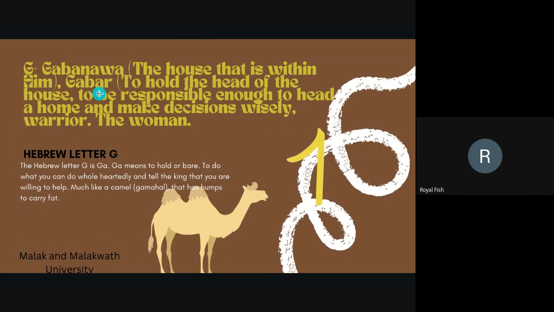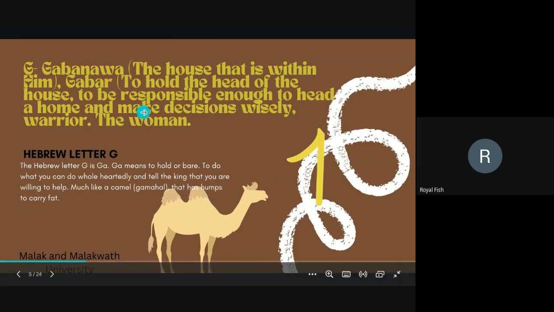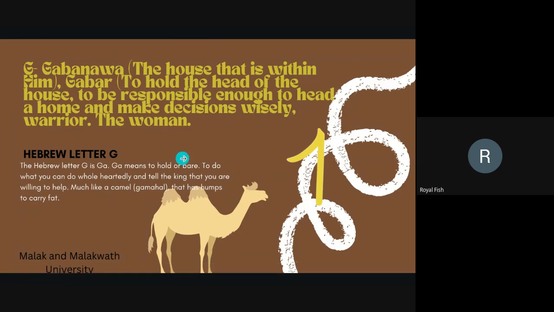Then you have Gabar. So this is to hold the head of the house, like how the camel has the storages of fat. So to hold or to bear the head of the house, or to be responsible enough to head a home and make decisions wisely, a warrior, but this is also a woman.